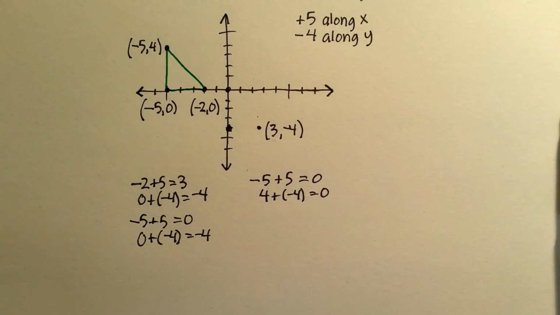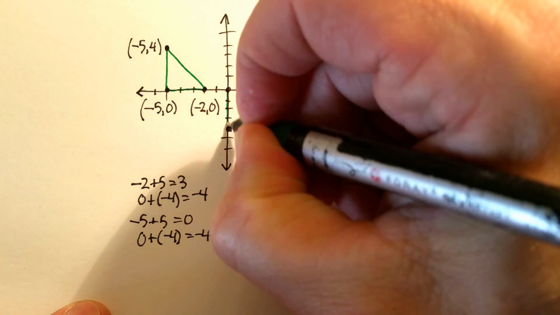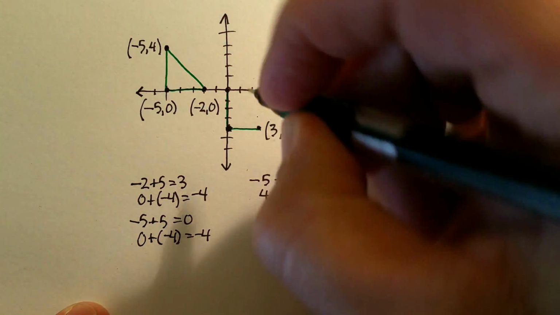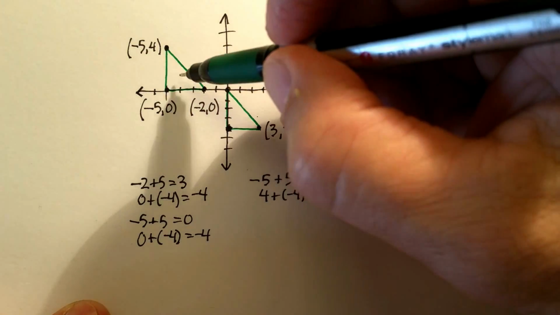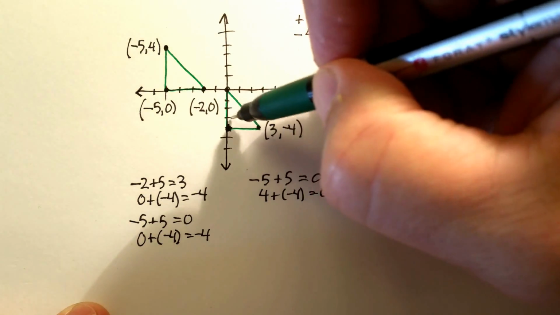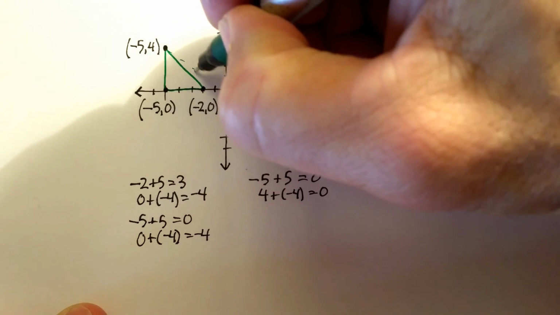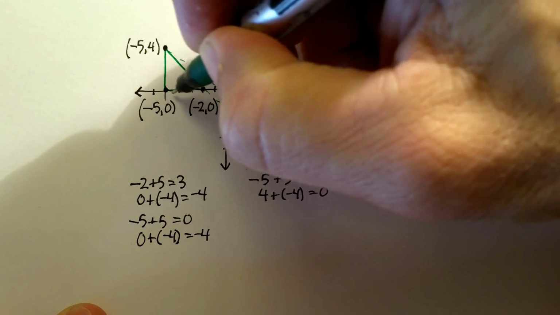Now let's go ahead and draw in what the new translated triangle looks like. And you can see that it looks like this triangle just simply slid down here.